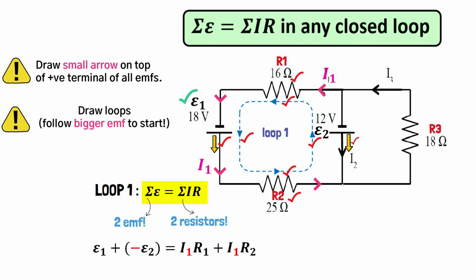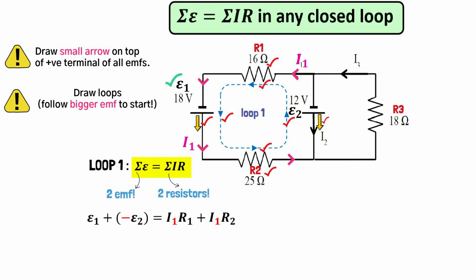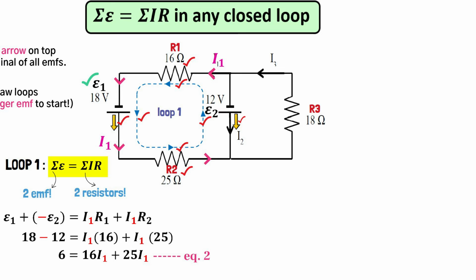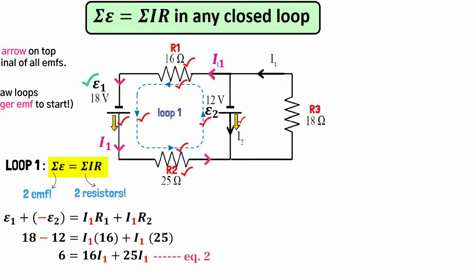Pastikan positif negatif tu yang betul. So, bila kita masukkan nilai 18 minus 12 equal to I1 16 plus I1 25, finally, we have our second equation, which is 6 equal to 16 I1 plus 25 I1. Okay? So, kita dah settle tulis equation yang kedua dengan betul daripada loop yang pertama. Dan kita akan beralih untuk dapatkan equation yang ketiga daripada loop yang kedua.